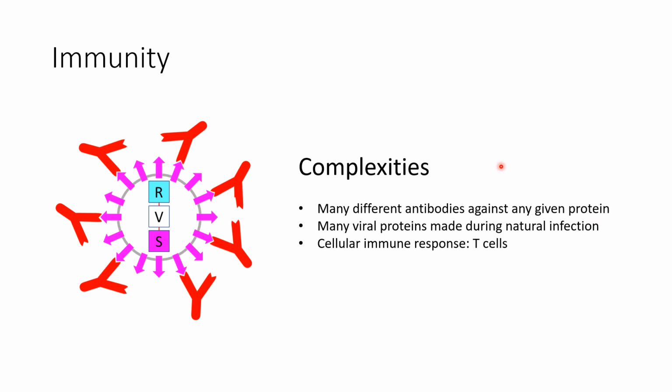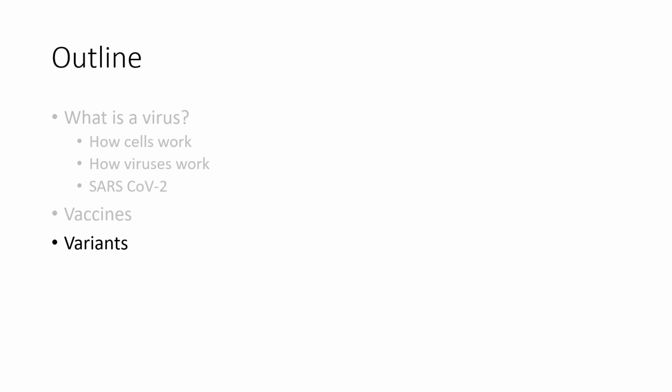Also, during a natural infection, there are many viral proteins made, as you've already seen in the discussion of SARS-CoV-2. So, in fact, during a natural infection, there may be other immunogens that you make an immune response to that help in conferring immunity. And lastly, I've talked only about the antibody response. There's another whole arm of the immune response involving cells called T cells that assist in conferring immunity. So, with that information about vaccines, I now want to say a few words about variants.